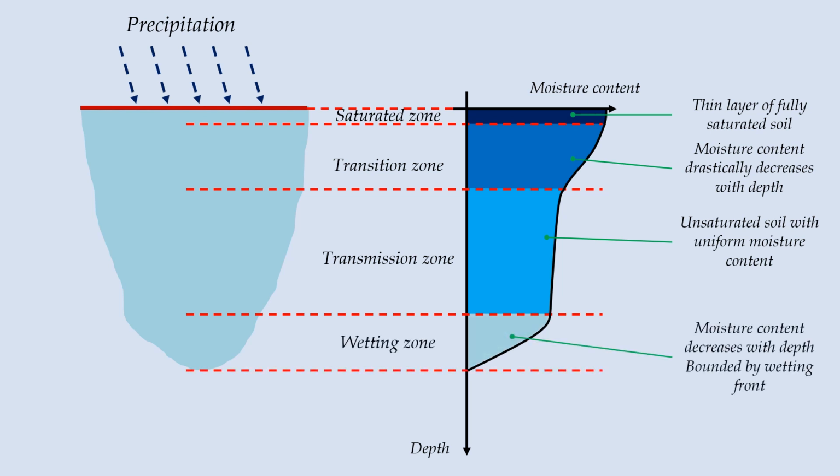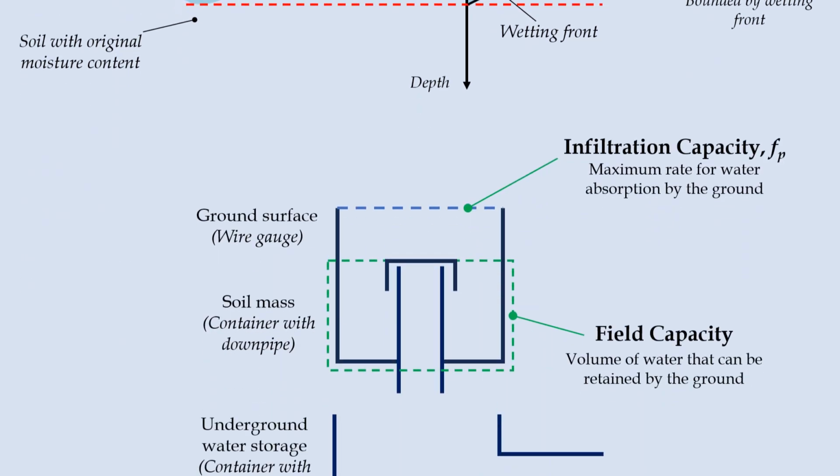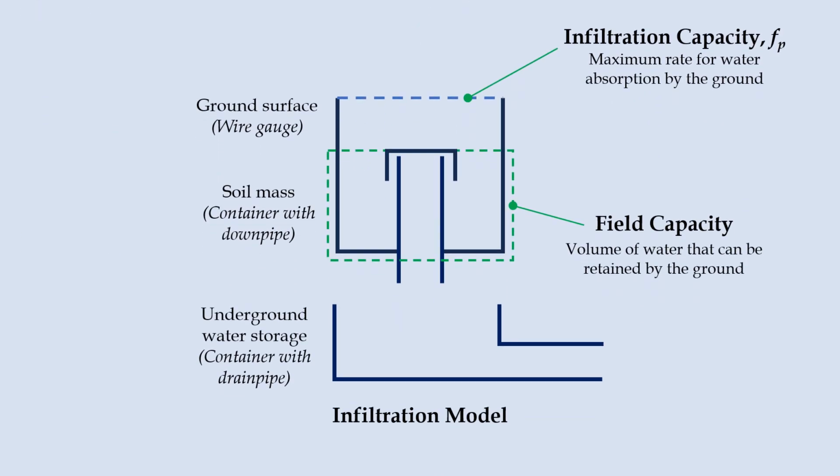Underneath the transmission zone, we have a wetting zone. This is where the water content in soil decreases sharply with depth. The wetting zone is bounded by wetting front. The movement of water across this boundary is not observed, and discontinuity in terms of soil moisture content should be expected. When studying infiltration, we are often interested in both infiltration and fill capacity.